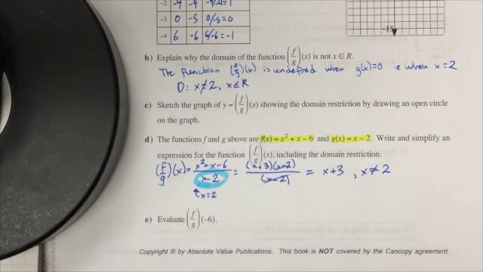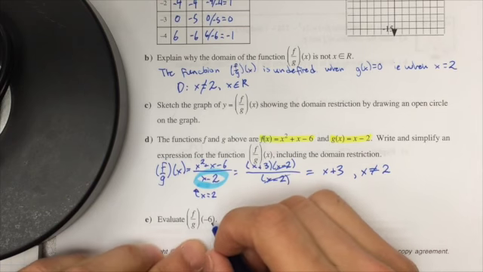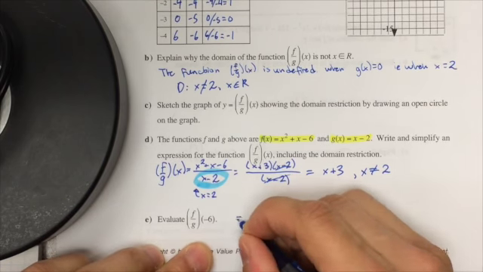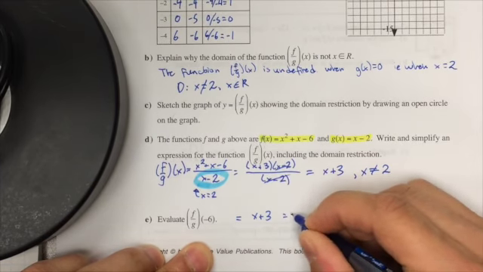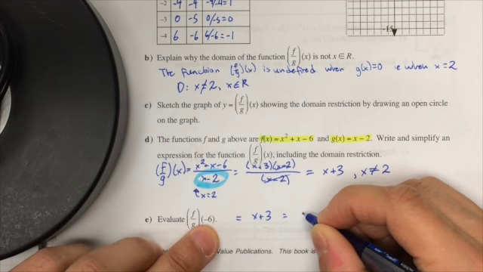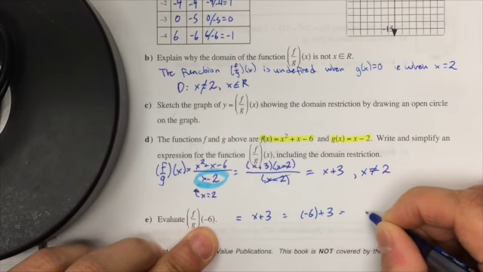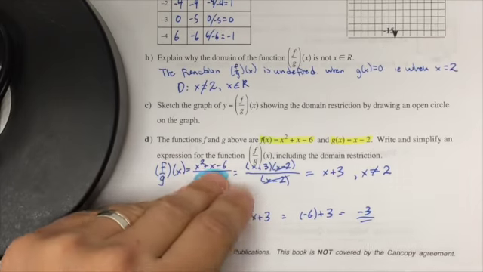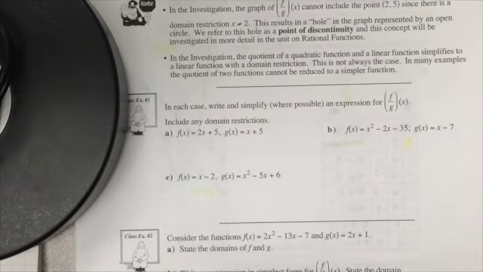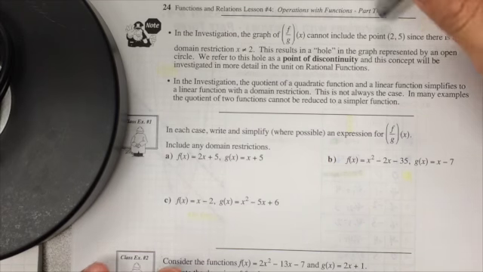All right, so part C, evaluate f divided by g of x, and x is -6 in this case. And so remember, our simplified equation was x plus 3, and so what we need to do here is insert our value -6 for our value of x, so -6 plus 3, and we will get a solution of -3. Okay, let's move on to the next problem here. All right, it's good to read this too.